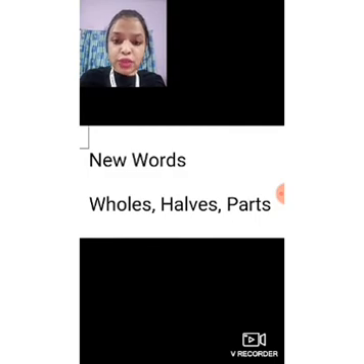And the new words that you have learned today are wholes, halves and parts, which are very important for equivalent fractions. And the homework of the workbook you do in your workbook using a pencil, and you send the correct answer in the Google Classroom.